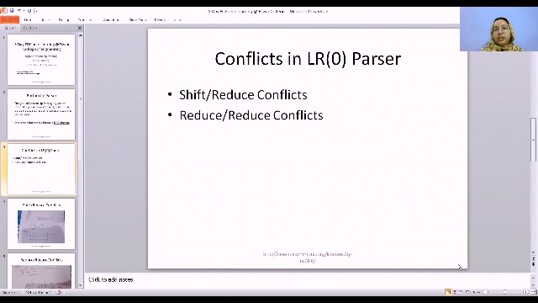We have already discussed what the zero denotes, and now I'm going to discuss what the shift-reduce conflict and reduce-reduce conflict are. I'm going to show you the next slide.